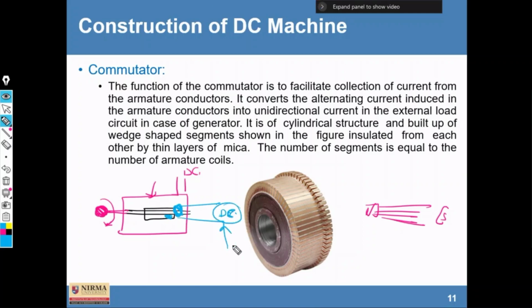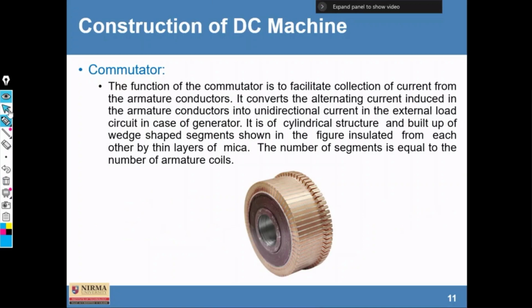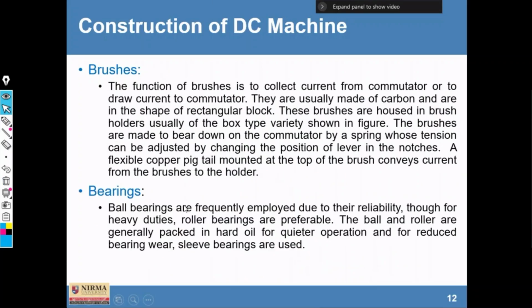In case of a motor, we are giving supply to the rotor and to the stator, and the output is the motion of the conductor. That is the rotor. Clear? So the function of the commutator is rectification. Brushes are there, bearings are there.